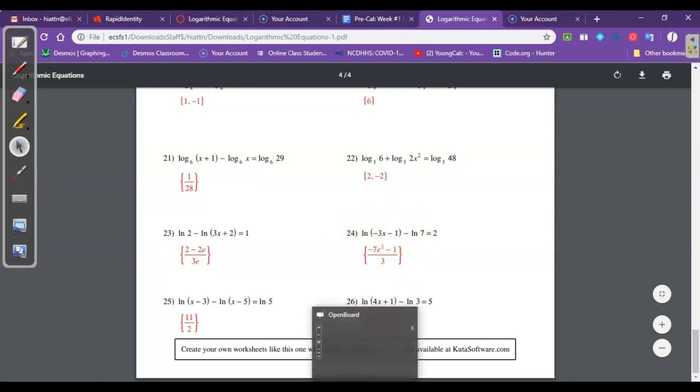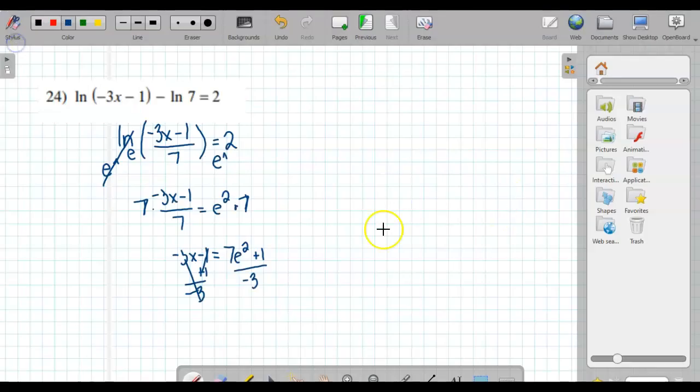However, if you're going to prefer to use decimals, that's fine also. Negative 3x minus 1 over 7 equals e squared. If you type that into the calculator, e squared is 7.38905 and so on. So you can solve the problem that same way.